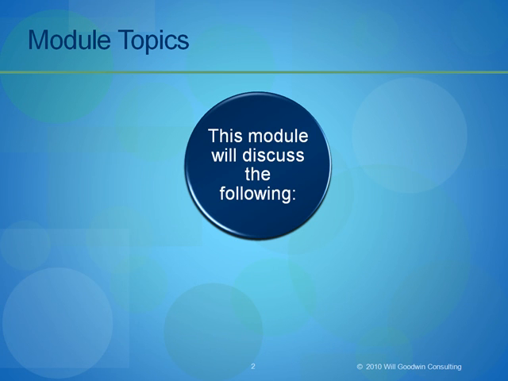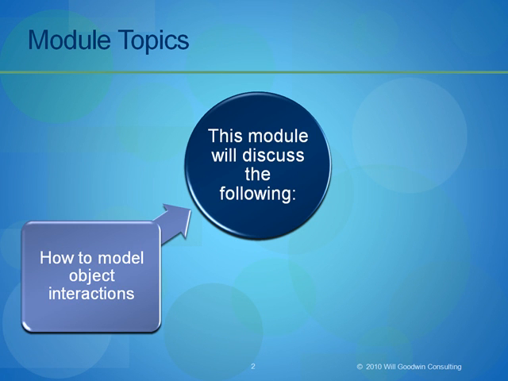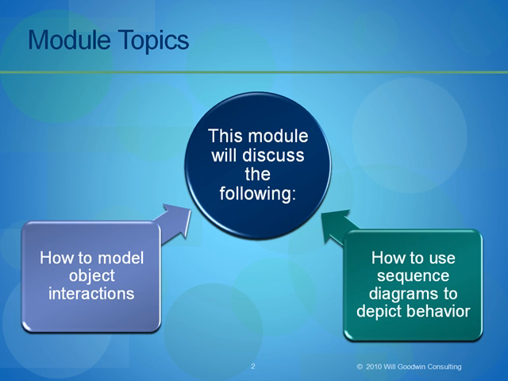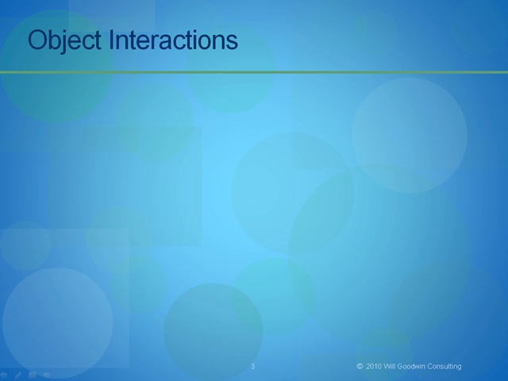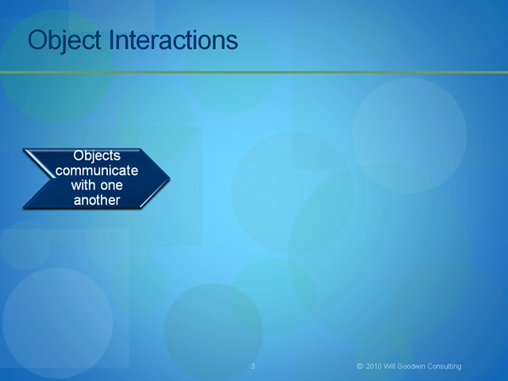This module is going to discuss the following. How do we model the interaction of multiple objects working together? We're going to see how we can use sequence diagrams for depicting this behavior of cooperating objects. We'll also mention communication diagrams, but explore them in more detail later.